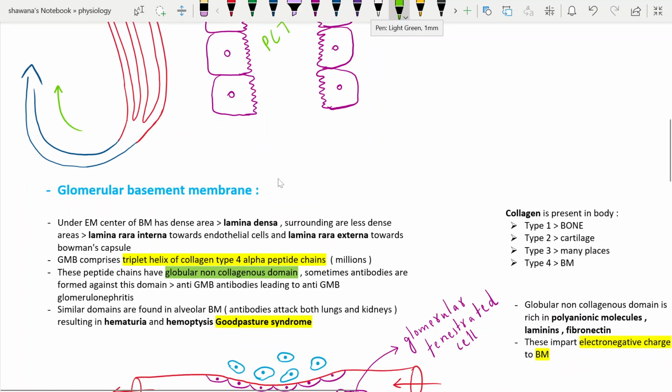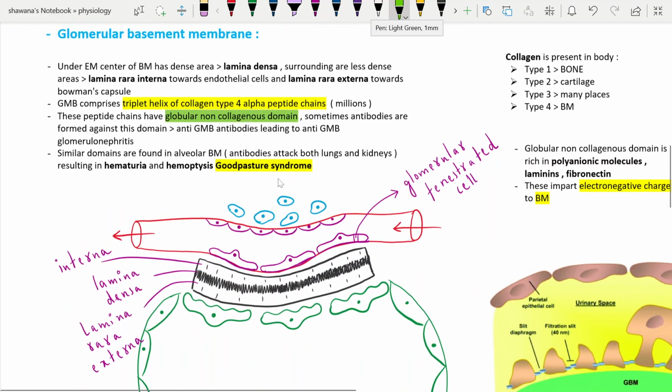Okay. And the second topic is the glomerular basement membrane. First of all, the structure of the glomerular basement membrane is of high importance. Under the electron microscope, the basement membrane consists of a dense area in the center, as you can appreciate here. I'll use the red color so it becomes more prominent.